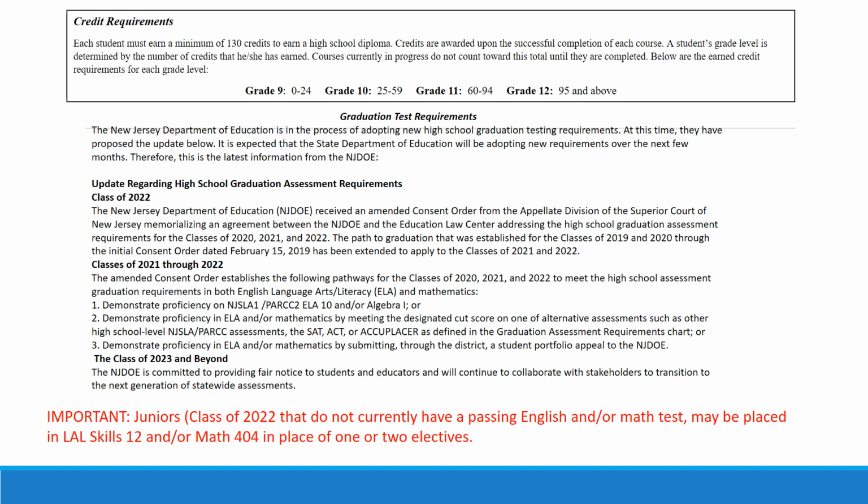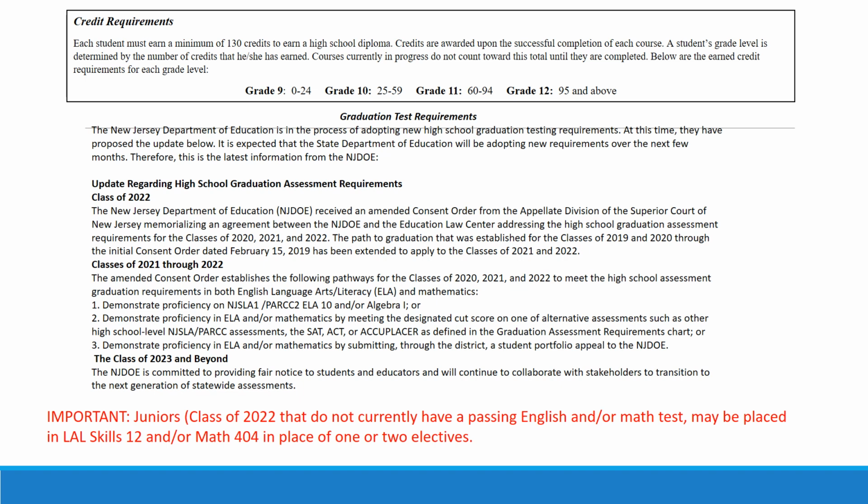In addition to credits and courses, the state of New Jersey requires that you pass standardized tests in both English and math. They have cutoff scores in both NJSLA and PARCC, but there are alternate assessments that you can pass. These include the SAT, the ACT, PSAT, ASVAB, and Accuplacer.